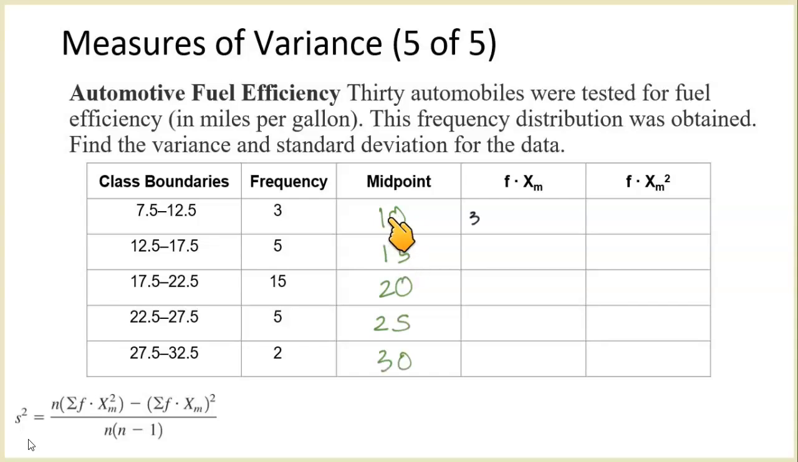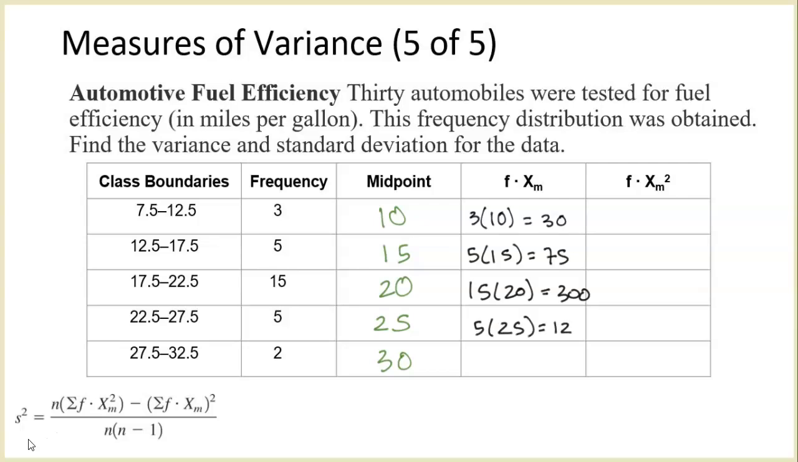Now we need the midpoint for both this column and this column, because this is their frequency times the midpoint, and this is their frequency times the squares of the midpoint. So to find this column, it's essentially frequency of 3 times midpoint of 10, and then frequency of 5 times midpoint of 15, and then frequency of 15 times midpoint of 20, and so on. And we get that.